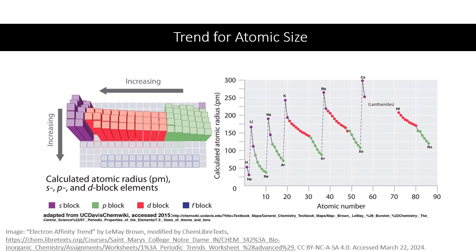And I will only give you examples where you go down and over one or two to compare. Otherwise, it is nigh impossible unless you have a graph like this one, where it tells you basically what happens for the entire periodic table.